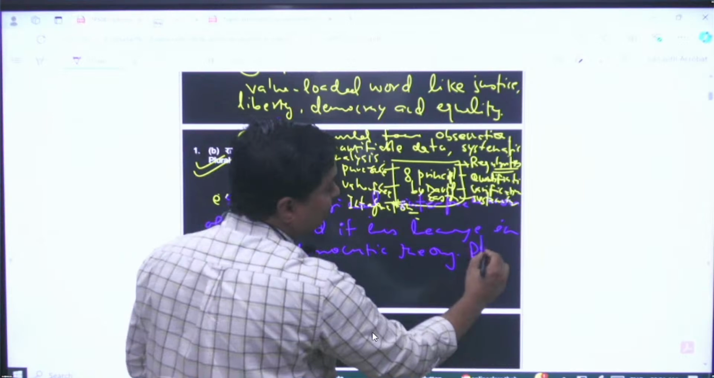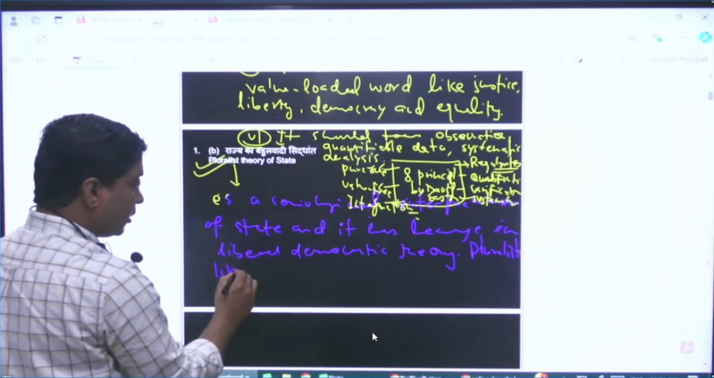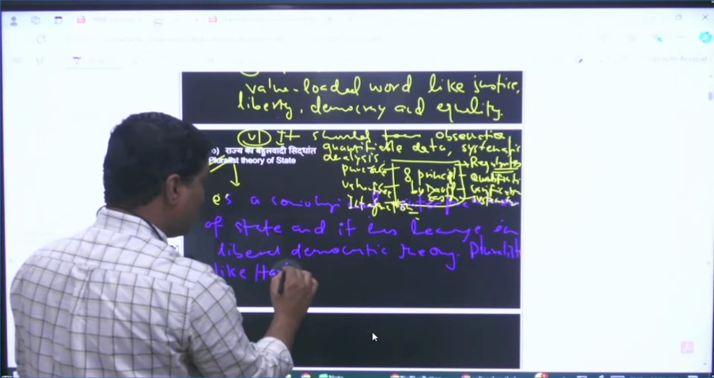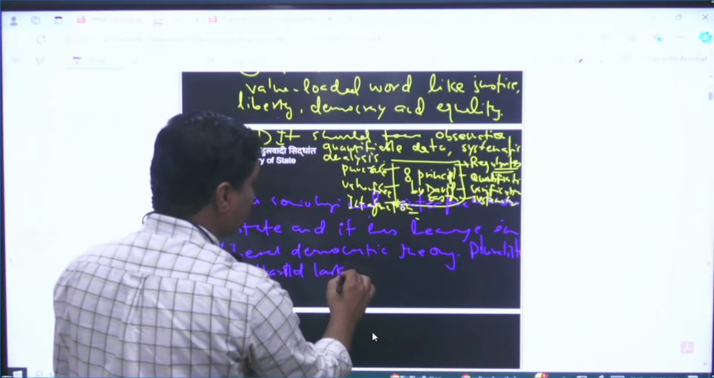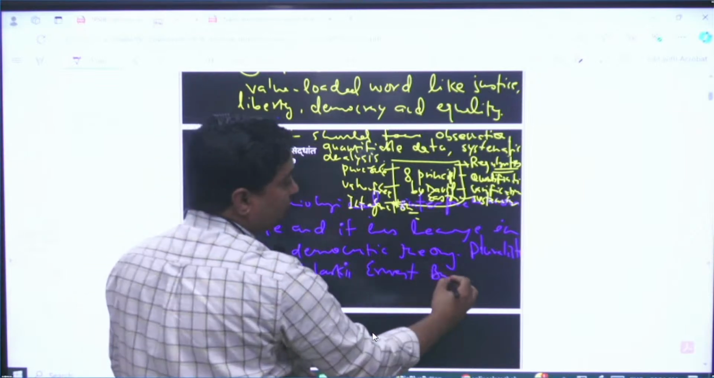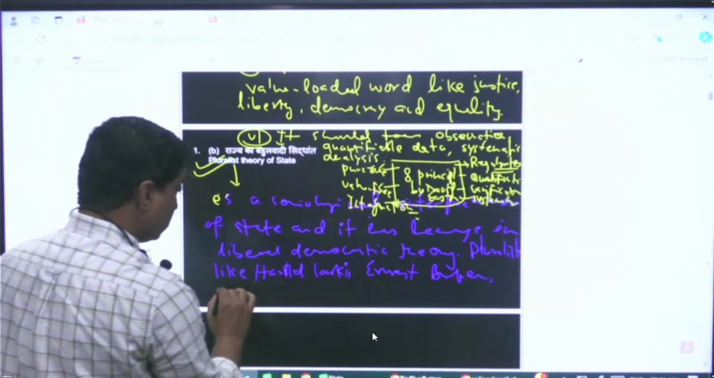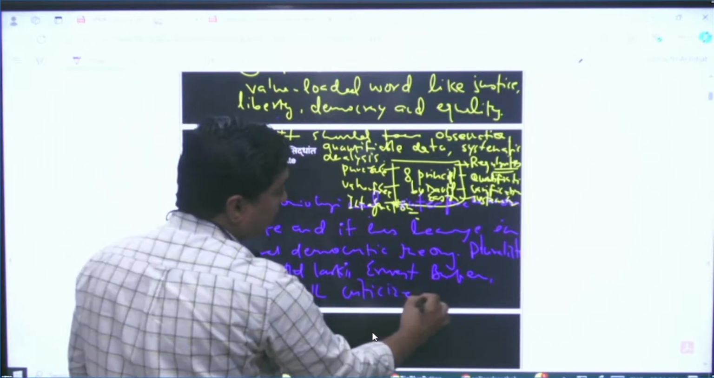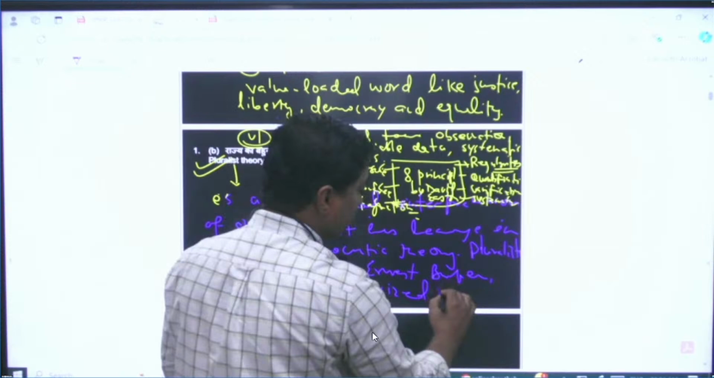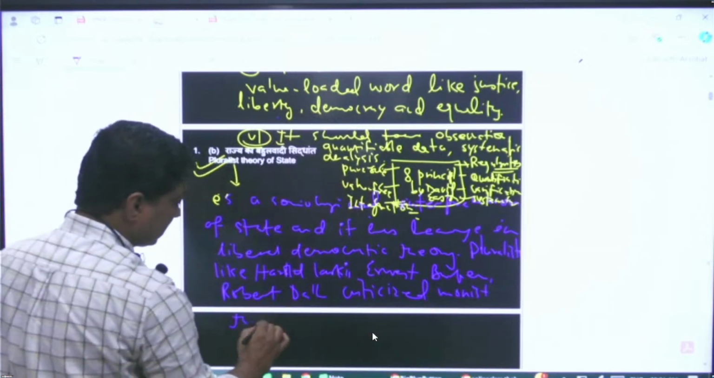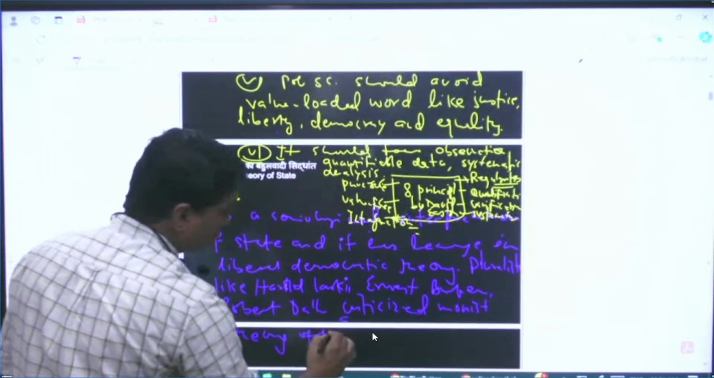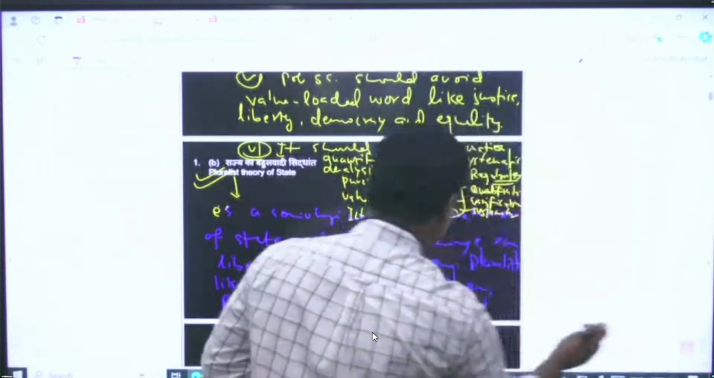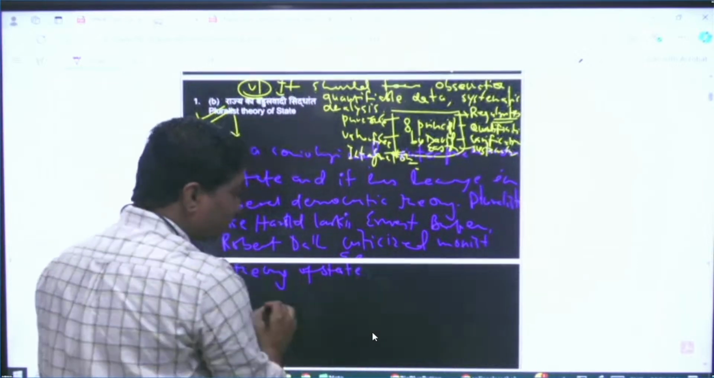Pluralists, like Harold Laski, Ernest Barker, Robert Dahl, right? They criticized the monistic theory of sovereignty or monist theory of state. Now you have ended with the monist theory of state. Now you have to talk about the monistic theory of state.